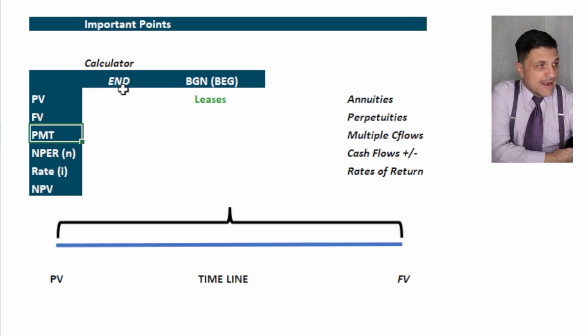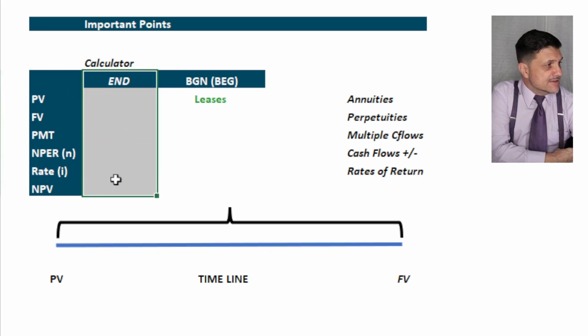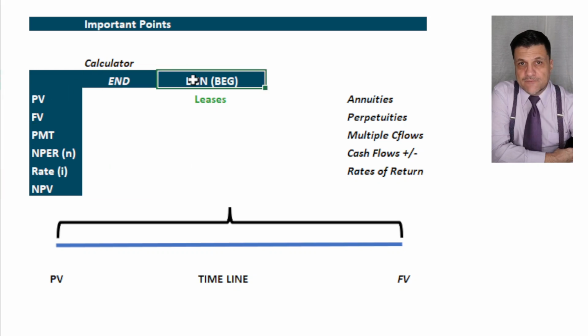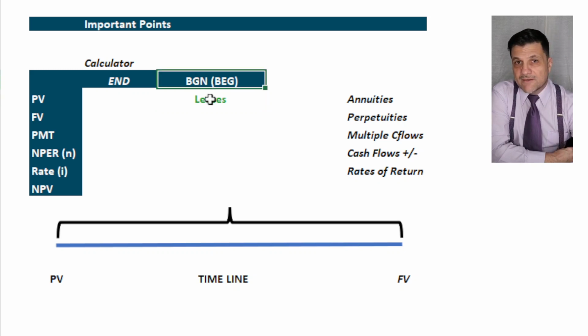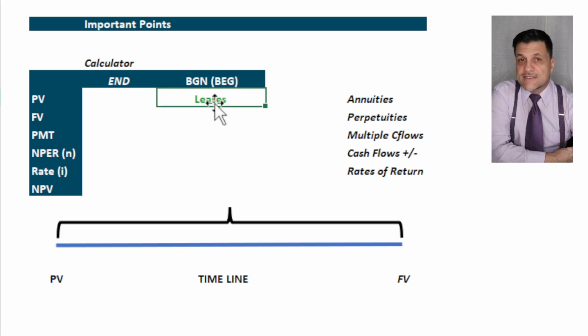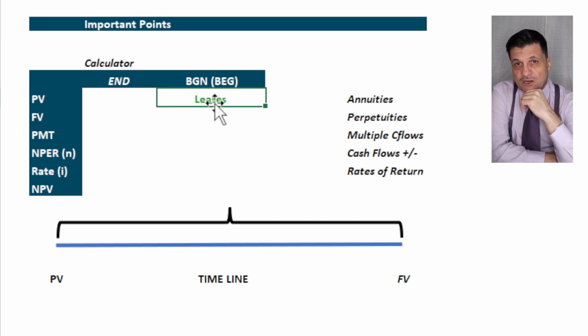Okay. All right. I also stressed here the end and the begin. And I put here, well, give me an example in real life where I'm going to have to worry about the calculator being on BGN or BEG. Answer: leasing contracts, lease contracts. In a leasing contract, the first payment is always right at the beginning of the contract.